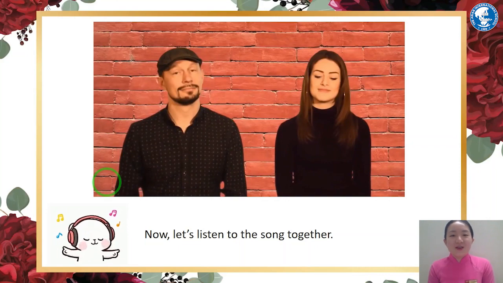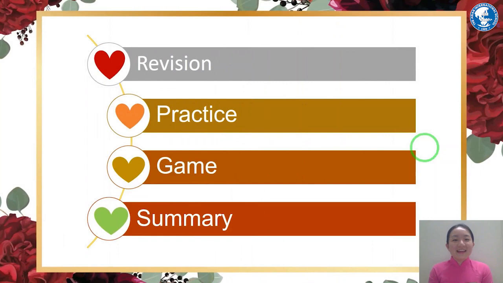Now I'm sure that you have been reminded a little bit, right? Let's take a look at what we are going to learn today. The first part, of course, I will give you a quick review on simple past tense. Then you will be given some practice so that you can memorize it longer. After that, I would like to invite you to play a game with me. At the end of the lesson, there will be a summary of what we have done. Are you ready? Let's get started.